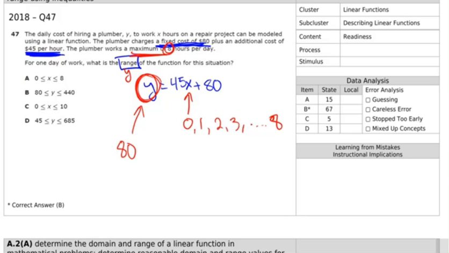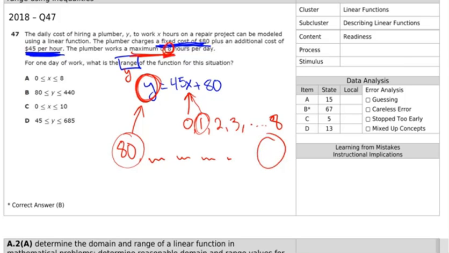That's our first output. Our second output, when we plug in a 1 for our X, 45 times 1 plus 80, what do we get? Another number, and another number, and another number. We can keep going until what? The reason we don't have to find what these inside values are is because it asks for the range, so we need to know what the lowest value is, and we need to know what the highest value is.